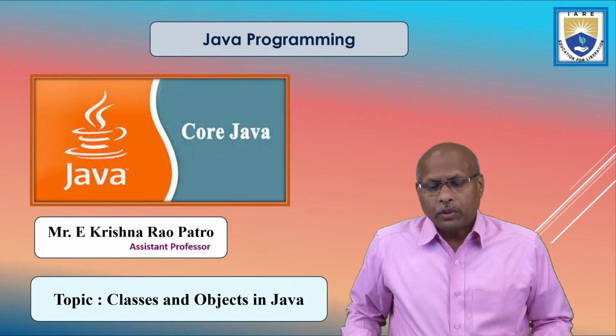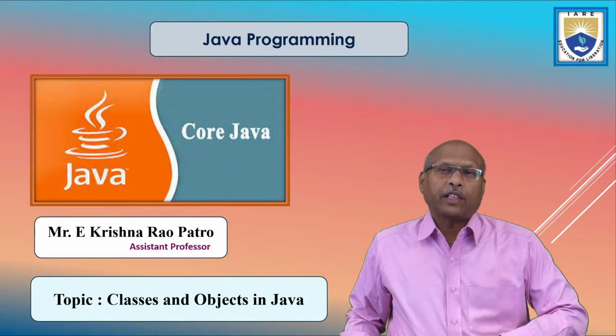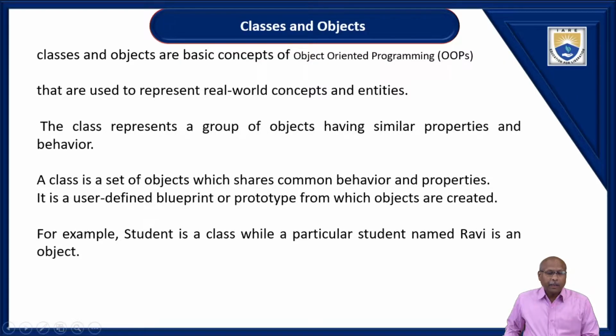Today I will discuss classes and objects concepts of Java. So how classes and objects are created and used in Java. Classes and objects are basic concepts of object-oriented programming that are used to represent real world concepts and entities. So whenever you are trying to solve a problem, in the problem there will be a lot of entities. Those entities you can represent through classes and objects.